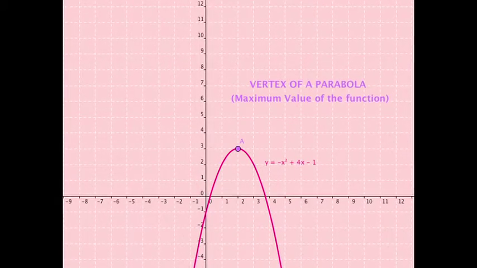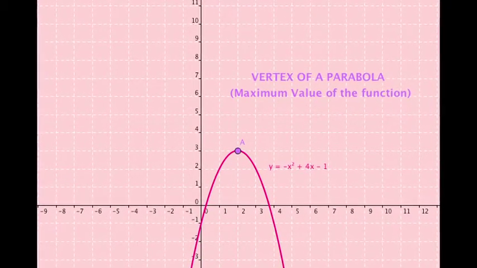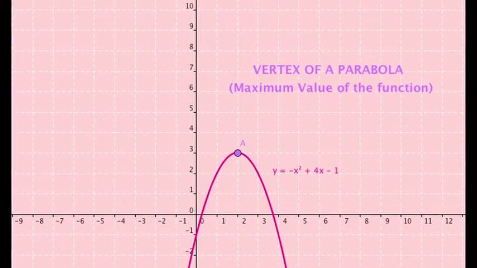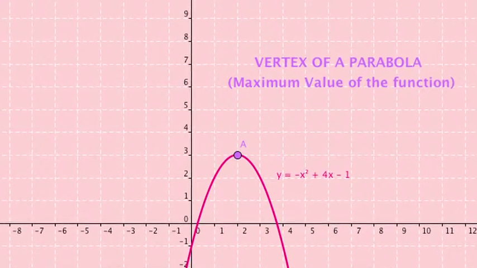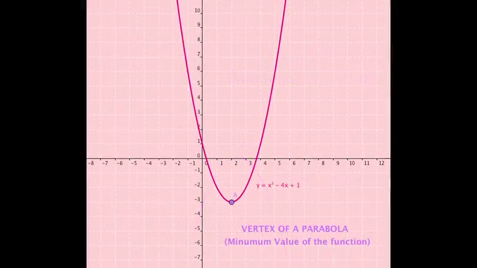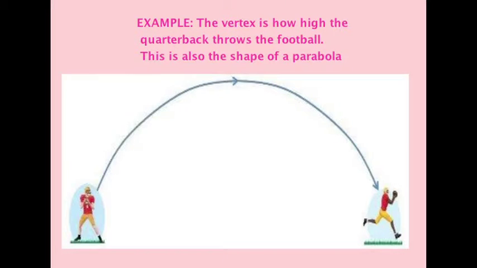The vertex of a parabola is the point at which the parabola intersects the axis of symmetry. This is the point where the y value represents the maximum or the minimum value of the function. Here we have the maximum as the point (2, 3), and we have the minimum as the point (2, -3). In this example, when the quarterback throws a football, the ball makes a parabola, and the highest point would be the vertex.